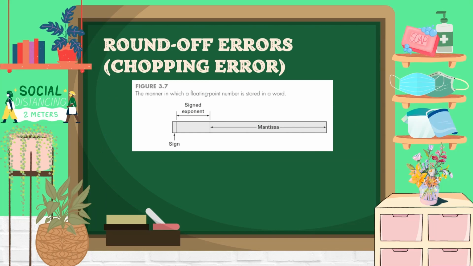Figure 3.7 shows one way that a floating point number could be stored in one word. So, in this manner, the first bit represents the sign. The next series of bits will be for the signed exponent. Next would be for the mantissa.